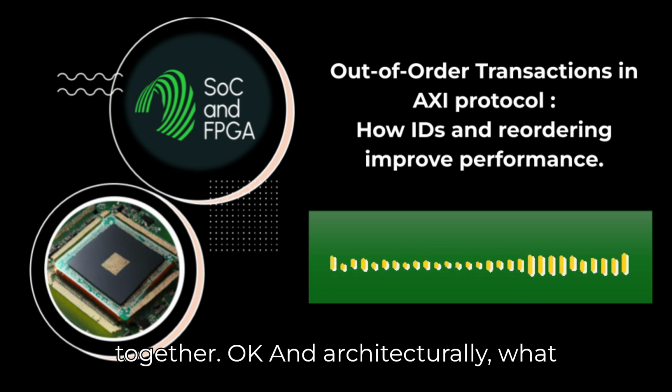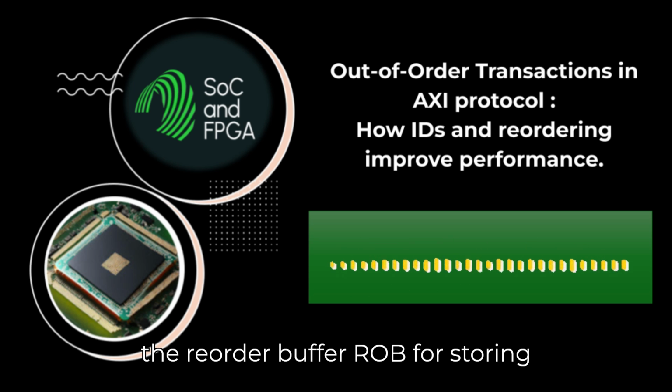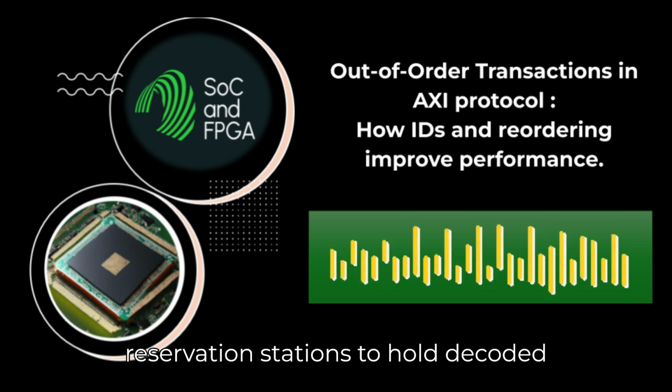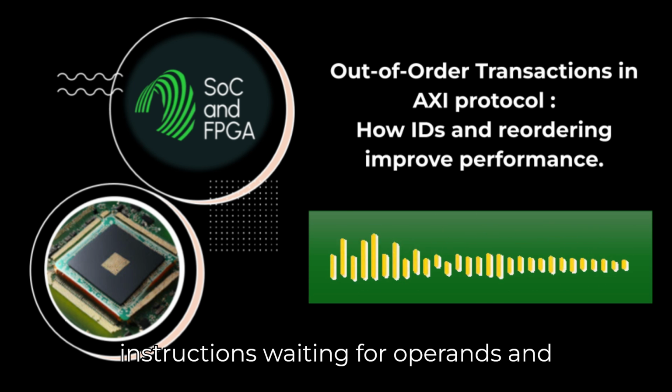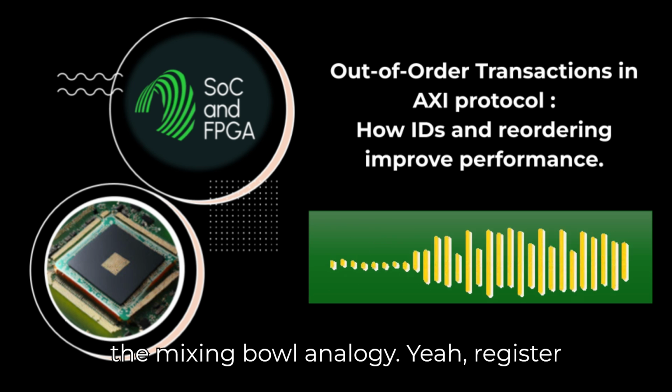Okay, and architecturally, what are the key pieces needed for OO? We have the reorder buffer, ROB, for storing results and committing in order. Right. Then you need the instruction queues or reservation stations to hold decoded instructions waiting for operands. And register renaming. You explained that with the mixing bowl analogy. Yeah, register renaming is critical.